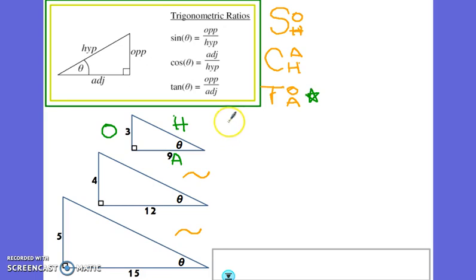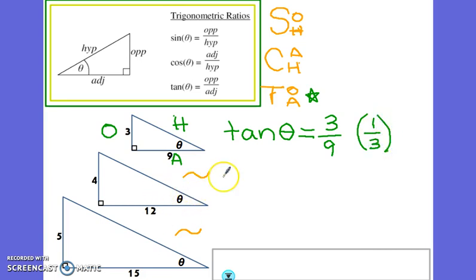So the way you're going to write that is you're going to write tangent, or just tan, of angle theta. You can do the parentheses or not, it doesn't really matter. Tangent of angle theta is equal to the ratio of TOA, opposite over adjacent. So it's a 3 to 9 ratio. The tangent ratio of this angle is 3 to 9. I don't care if you reduce it. 1 to 3 would be just as good.